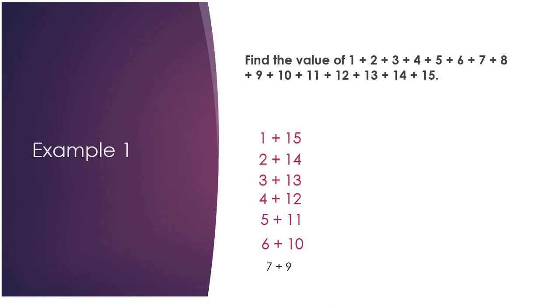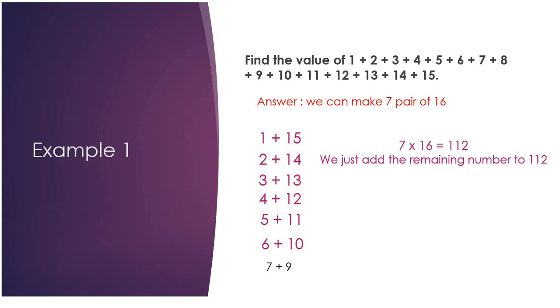So how many pairs of 16 do we have here? 1, 2, 3, 4, 5, 6, 7. 7 multiplied by 16 becomes 112. But we have 8 here, which is a single number without any pair, right? So after we multiply 16 by 7, we just add 8 to 112. So our final answer is 120. Okay, so now let's see how we can use this method to solve a word problem.